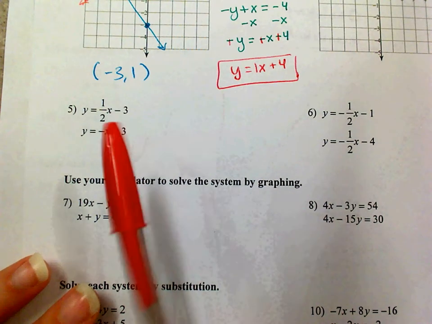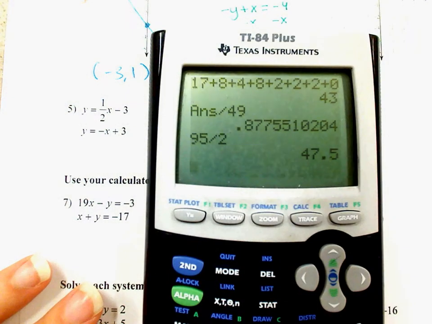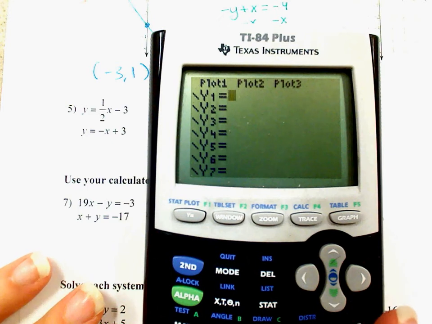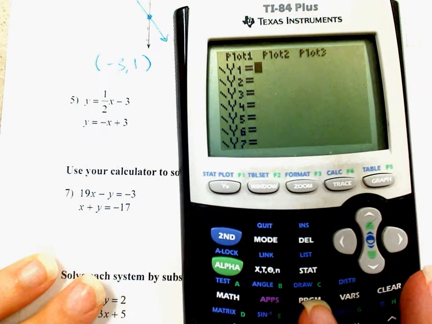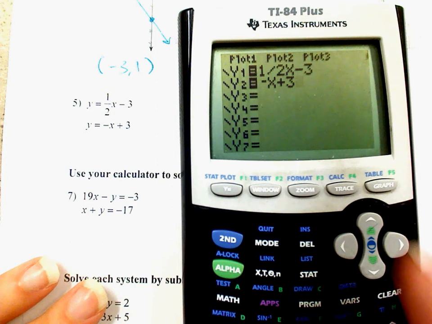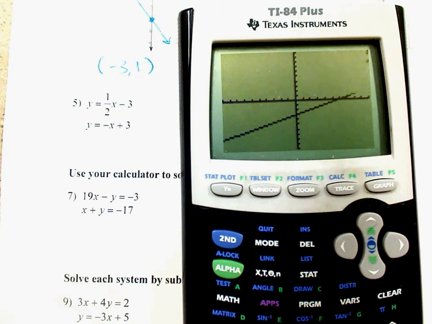Now 5, I didn't give you a graph, which means I want you to do it on the calculator. So, I want to find the intersection of these two lines. So I'm going to type in 1 divided by 2x minus 3 and negative x plus 3. Okay. I'm going to go zoom 6 just so I have a normal window. So graphing y1, graphing y2. I see the intersection, I need to find the intersection, so what do I do?